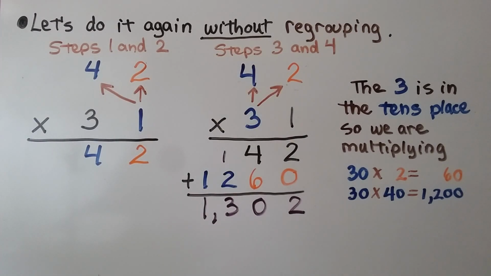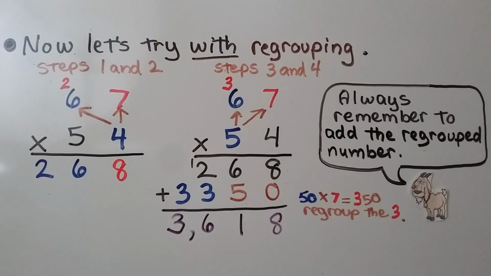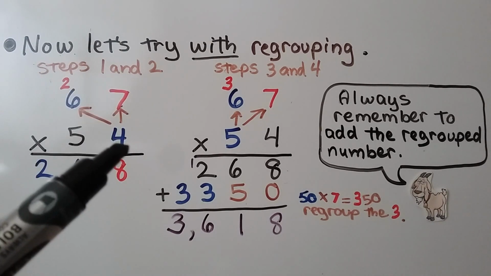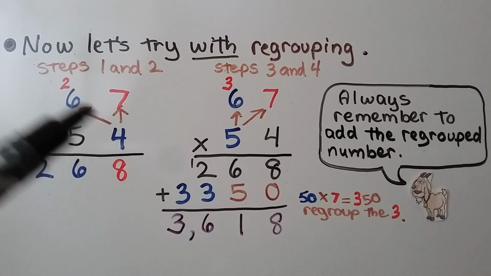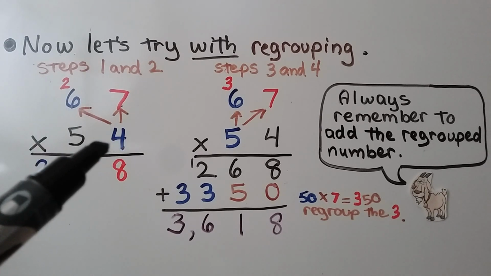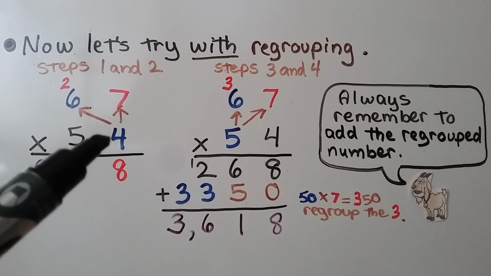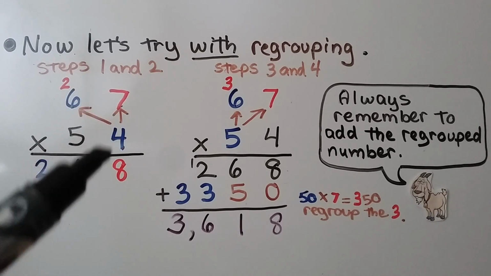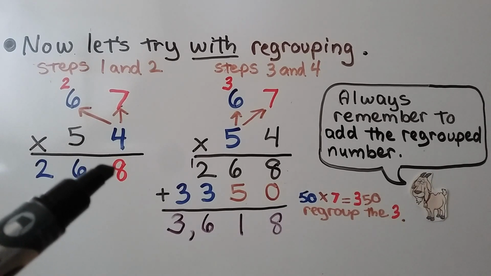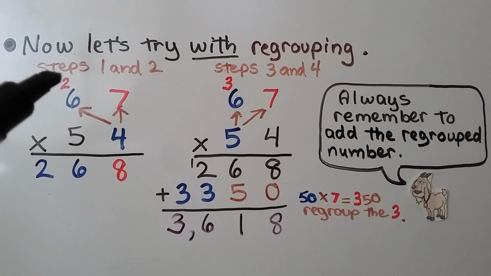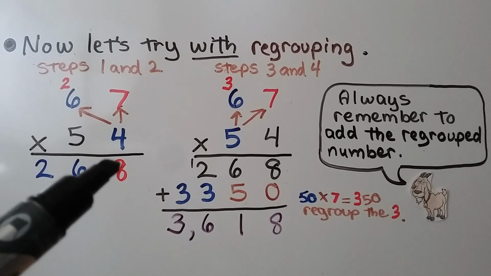Then we added the partial products. So now let's try it with regrouping. We have steps 1 and 2. So we're going to start here, and then we're going to multiply off on a slant to the left, aren't we? So we do 4 times 7, which is 28. We can only put 1 digit here. So we regroup the 2 for the 28 and put the 8 down here.